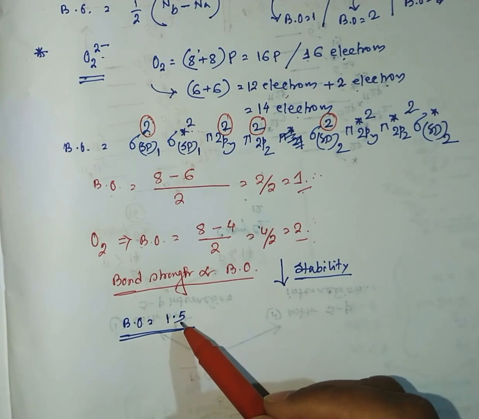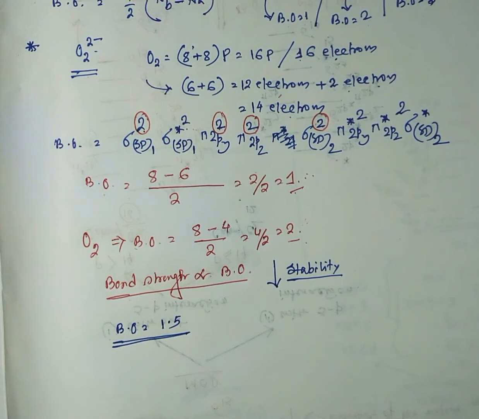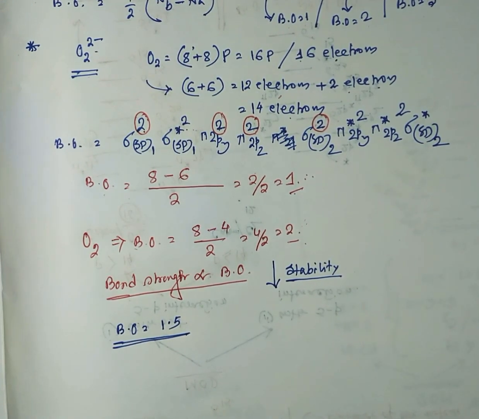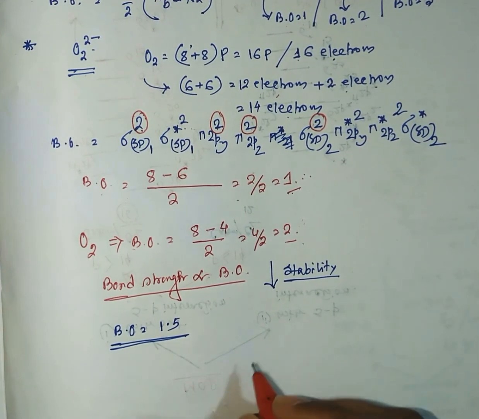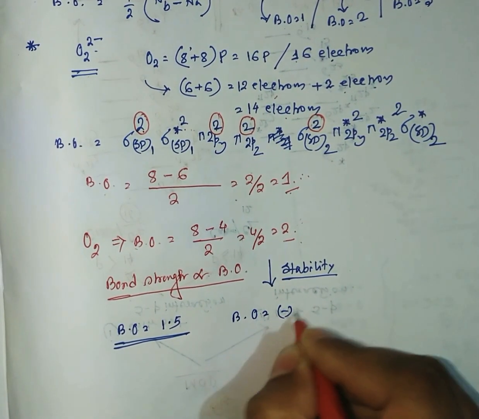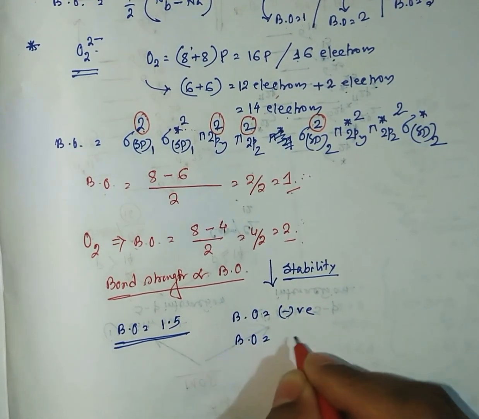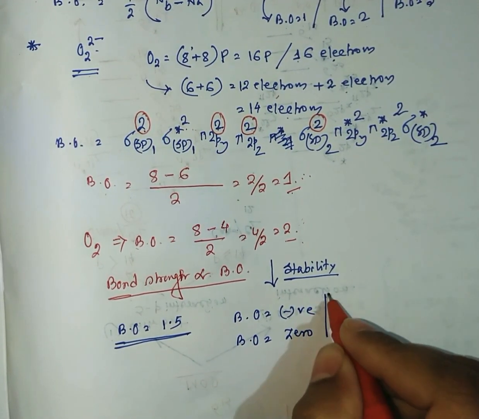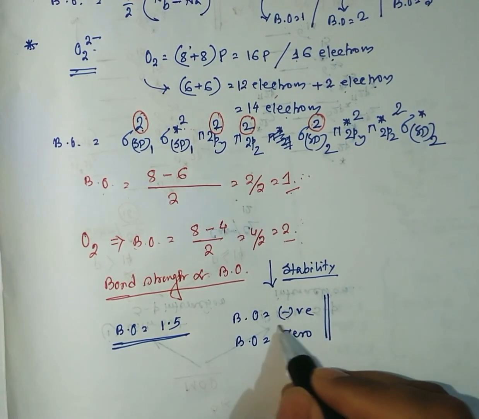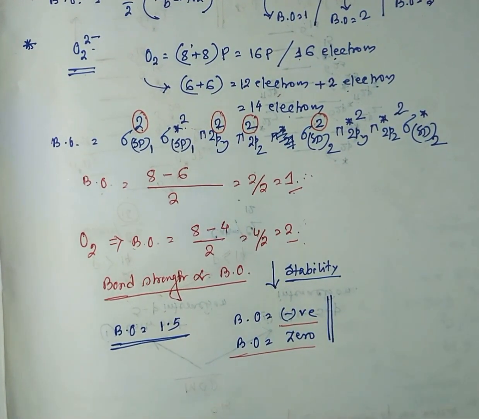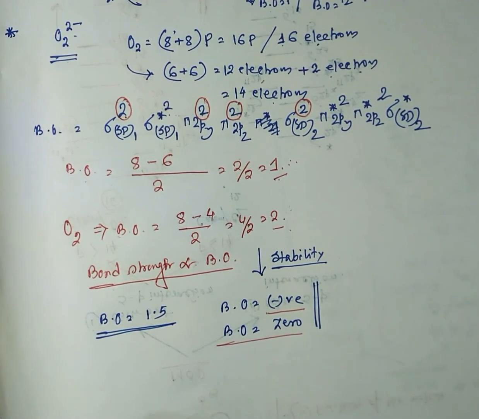And that's why calculation of bond order is very, very important in molecular orbital theory. After calculating bond order, we will conclude the actual stability of the molecule. If bond order is negative or bond order is 0, that means there is no existence of the molecule.